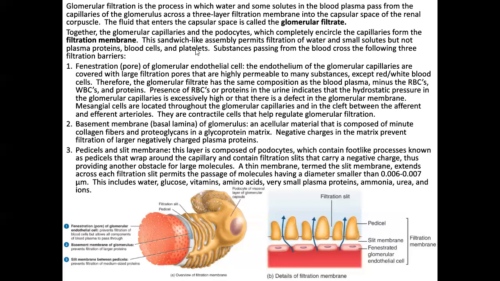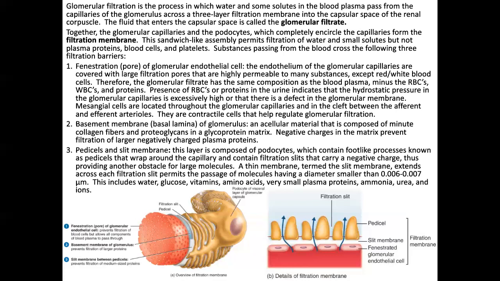For those substances to pass from our blood and into the capsular space, they must cross the following 3 filtration barriers. The first is a very easy barrier to get through, and it's just the pores or the fenestrations of the glomerular endothelial cells. If we think back a couple weeks ago, we talked about sinusoids, which are those capillaries that look like Swiss cheese, and I showed you a picture of them. Those are not what I'm talking about here. Those are found in our spleen and our liver.